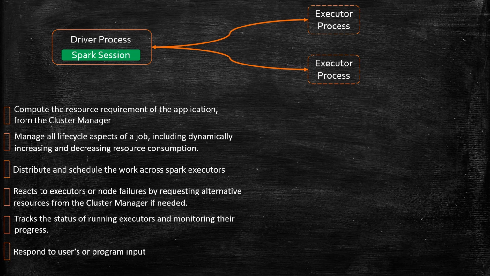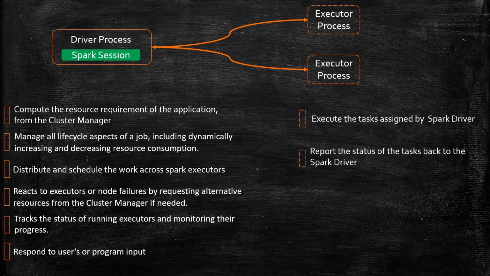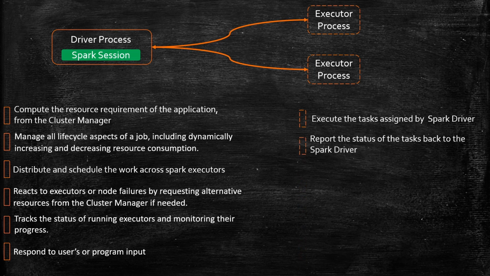Now let's see what the function of an executor process is. An executor process executes the task assigned by the Spark driver, and it then reports the status of the task back to the Spark driver. And that's all an executor process does. It will take the work assigned to it by the Spark driver, execute the task, and then send the result back to the Spark driver.